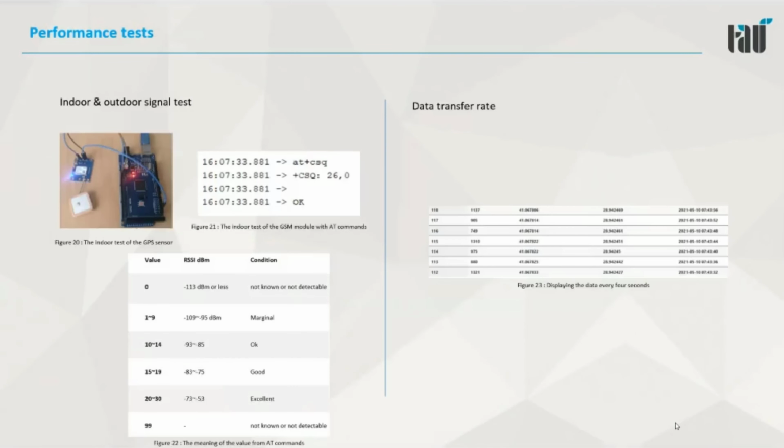The tests that were done to measure the performance of the system were indoor and outdoor tests for the GPS and the GSM signal strength. The indoor test was as good as the outdoor test, as seen in the figures. Another test carried out was the transfer rate. Different rates were tried to send the data, and every 4 seconds was the best rate that could work.